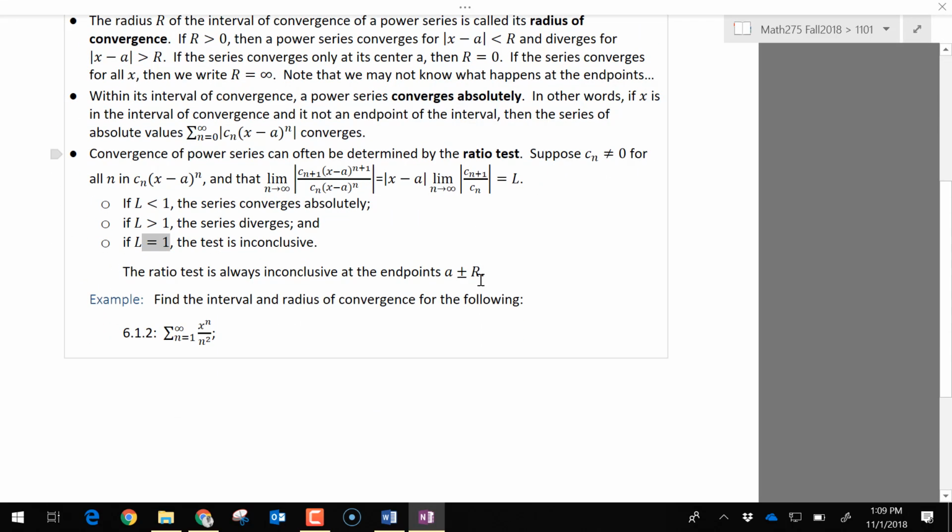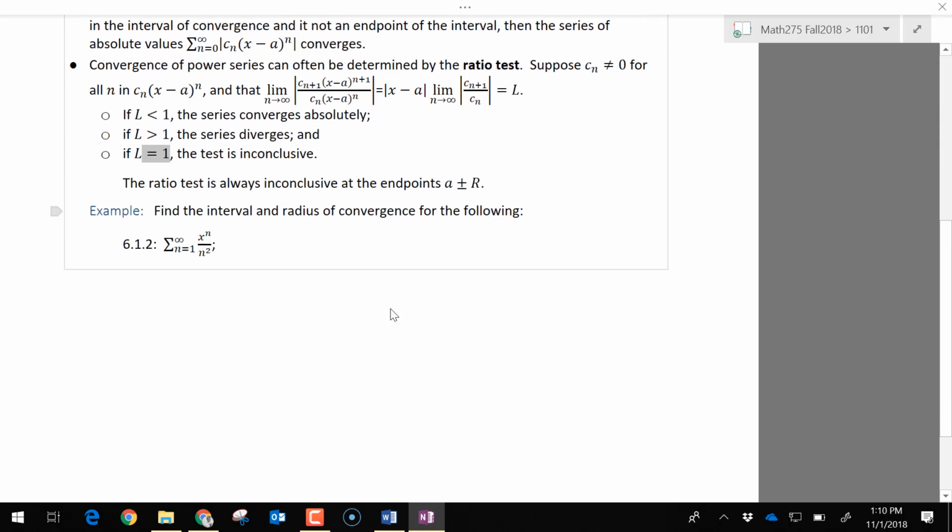So let's take a look at the ratio test and how the ratio test is used. I don't know if we'll use much of the ratio test, but it's implied in a lot of the stuff that we'll do. So let's just get some good practice on what the ratio test does. We want to find an interval and the radius of convergence for the following series. This is an infinite series. A is equal to 0, so it's centered around 0.